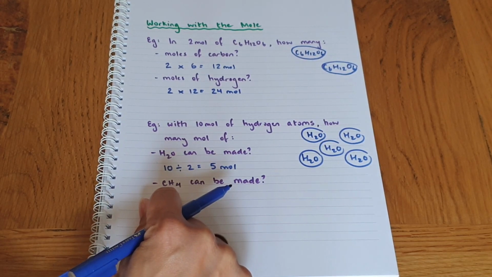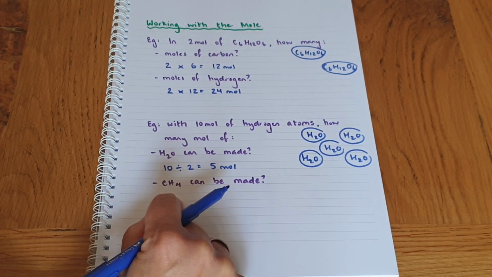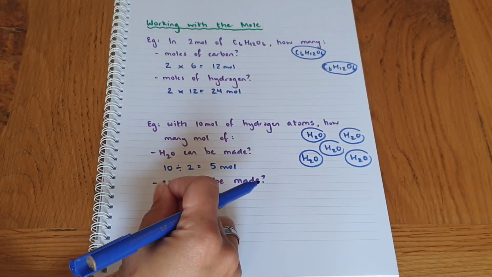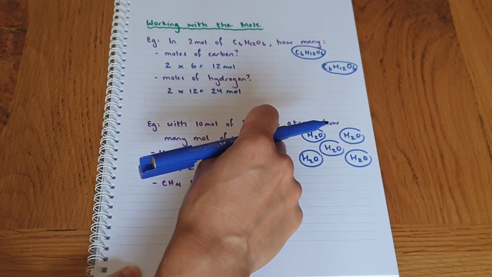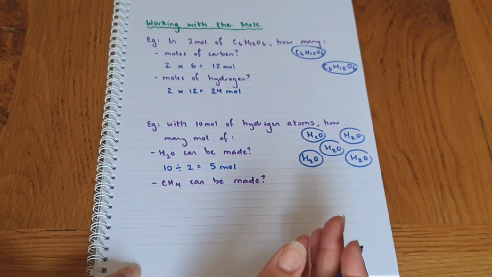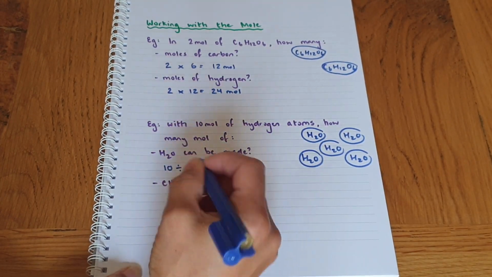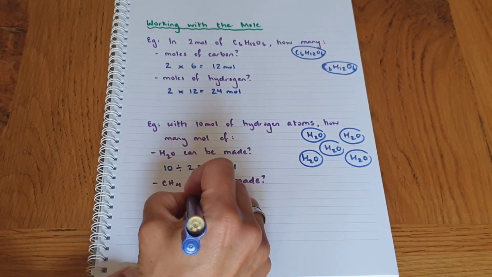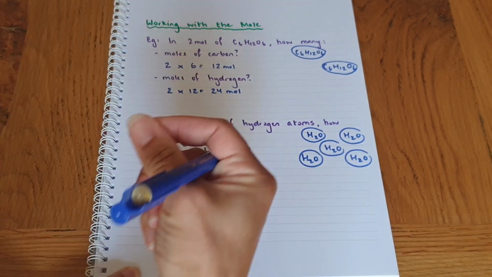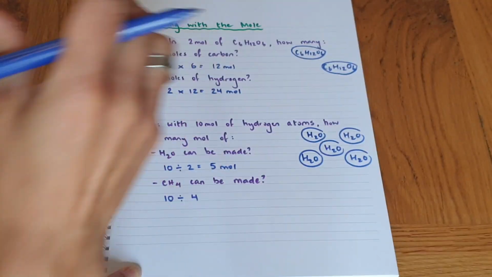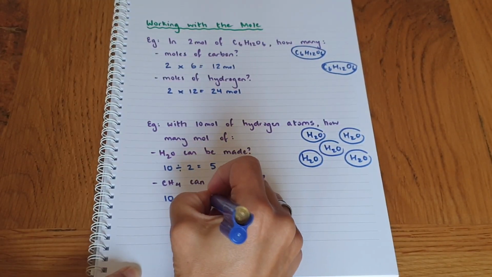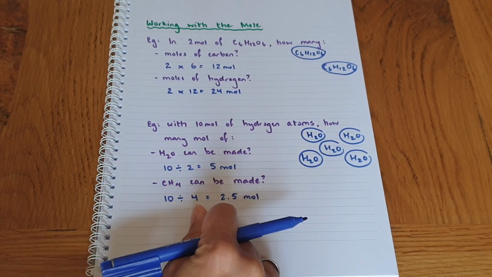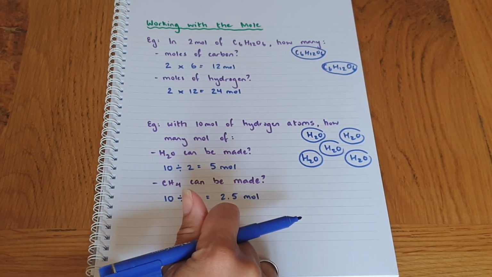In the case of methane, which has the formula CH4, I need 4 hydrogens every time I make a methane. So if I have 10 mole of hydrogen atoms, I can't make 10 moles of methane because I need 4 every time. Following the same idea, I take the 10 mole that I have, I divide it by how many I need in each particular family of atoms that's bonded together in this molecule. It means I could make 2.5 mole. It's perfectly fine to have decimals of that. It's just a counting unit.